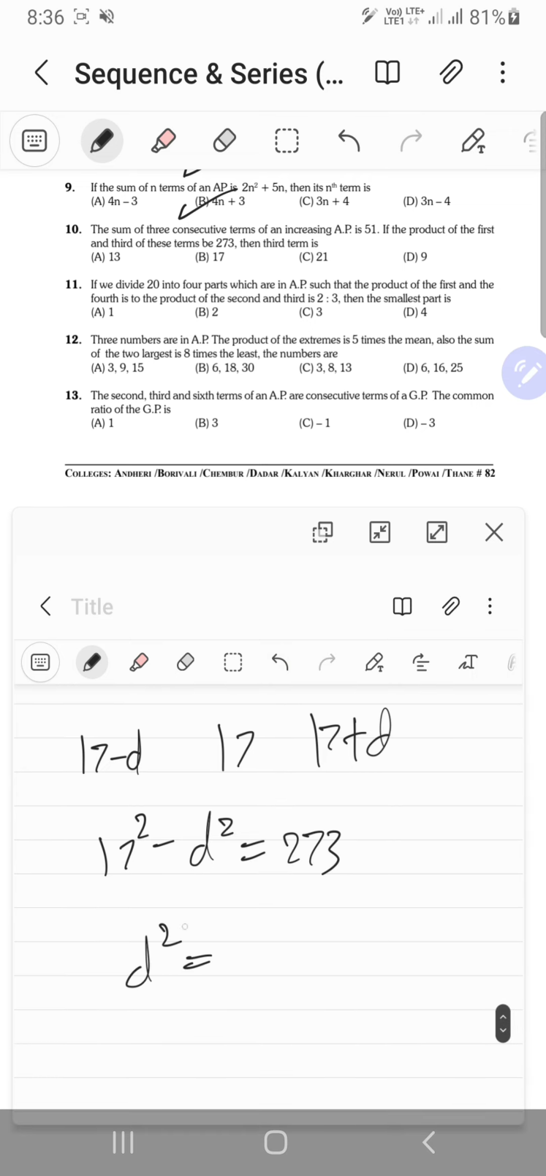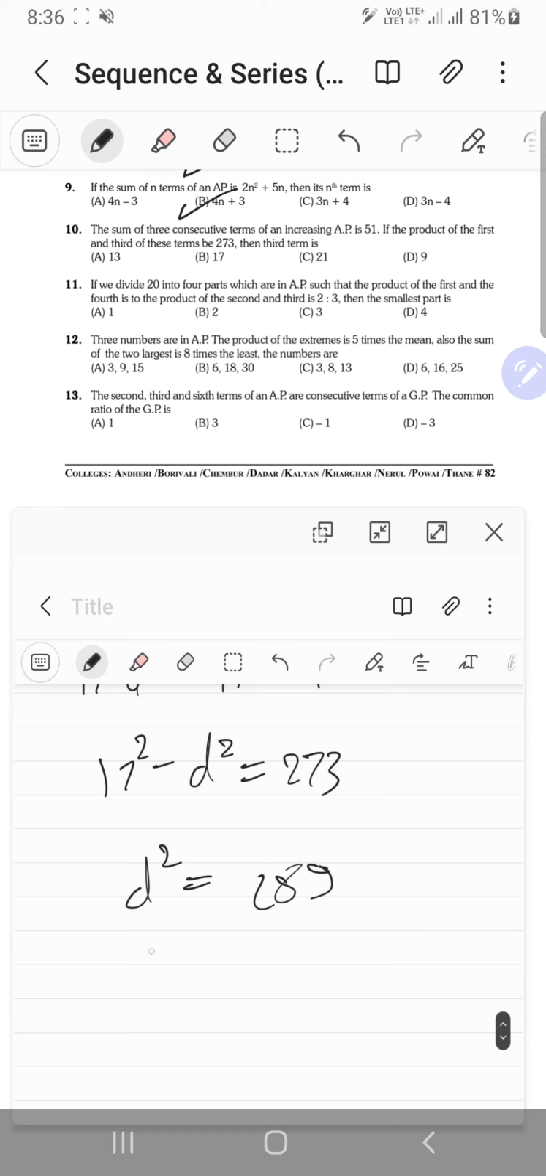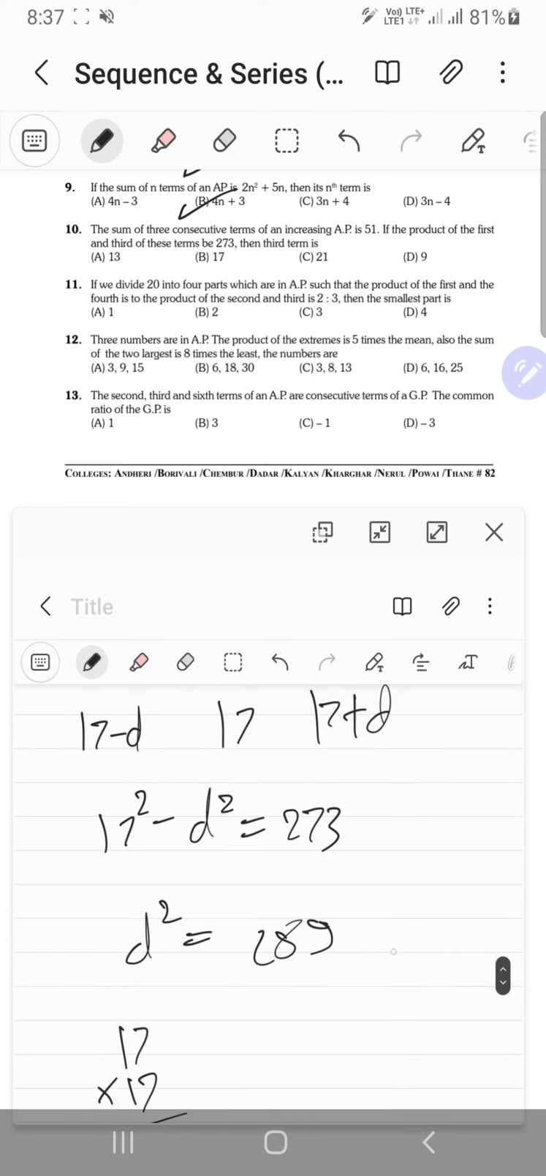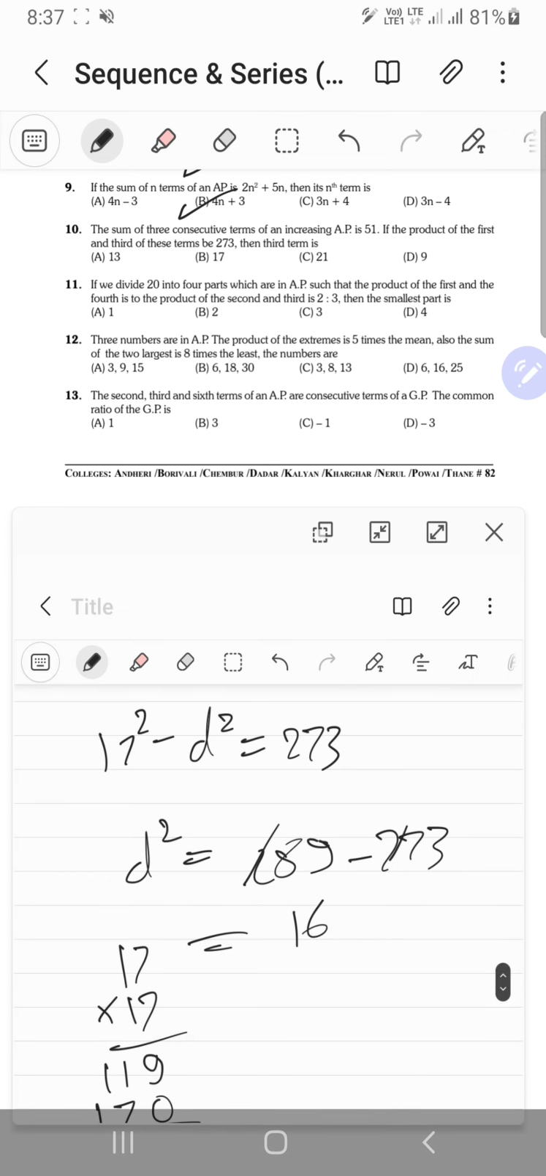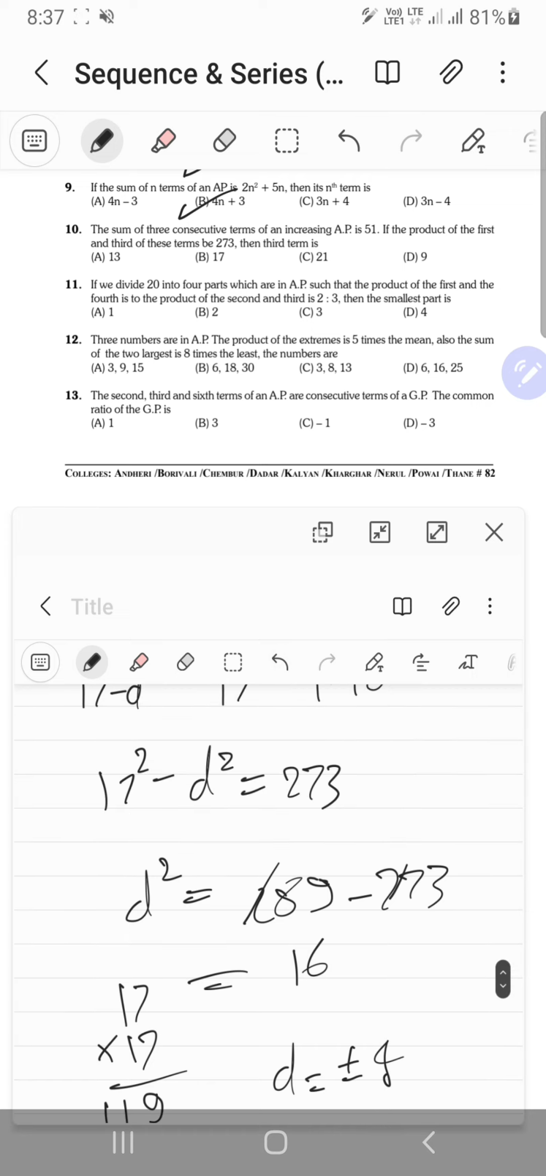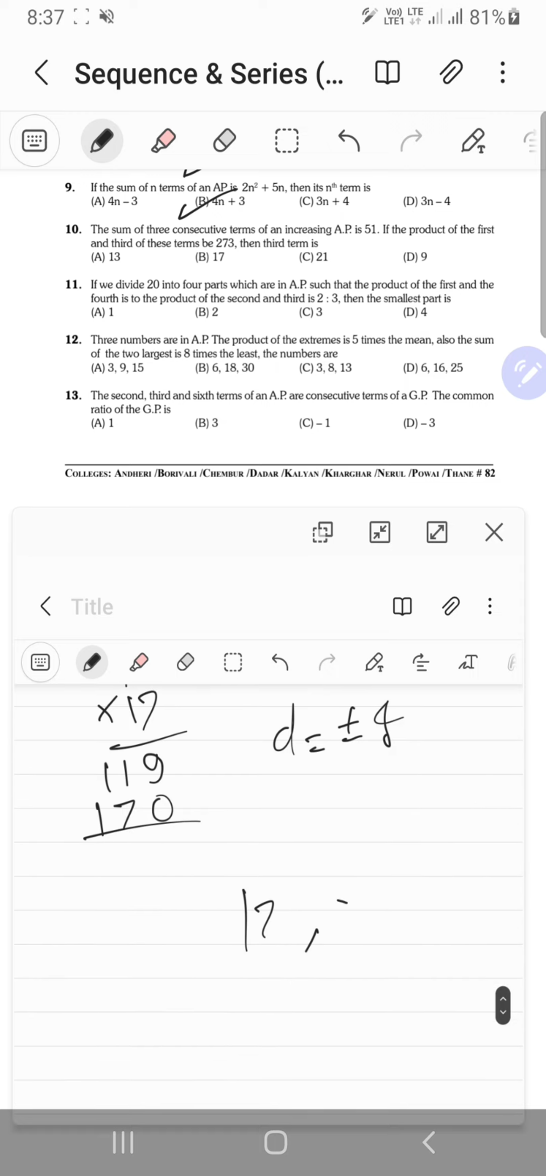So d squared is 17 squared, what's 17 squared? It's like 289. So 17 times 17 is 9, 4 carried on, 7, 1, 1, 0, 1, 7, yes, it's 289, minus 273, which is 16. So d squared equal to 16, d equal to 4 or minus 4. Both work the same way. So it is 17, 21, 13. These are the numbers. Third term is 21 or 13. Increasing AP, then it's 21.